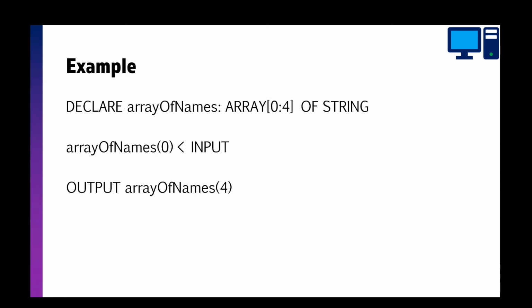So here's an example of some pseudocode. We've got declare array of names. It's an array, so the lower bound is 0 and the upper bound is 4, of strings. So we've got 5 names in there. And then we're saying the first value is going to be an input, and then we're going to output the last value, the fifth value of the array.